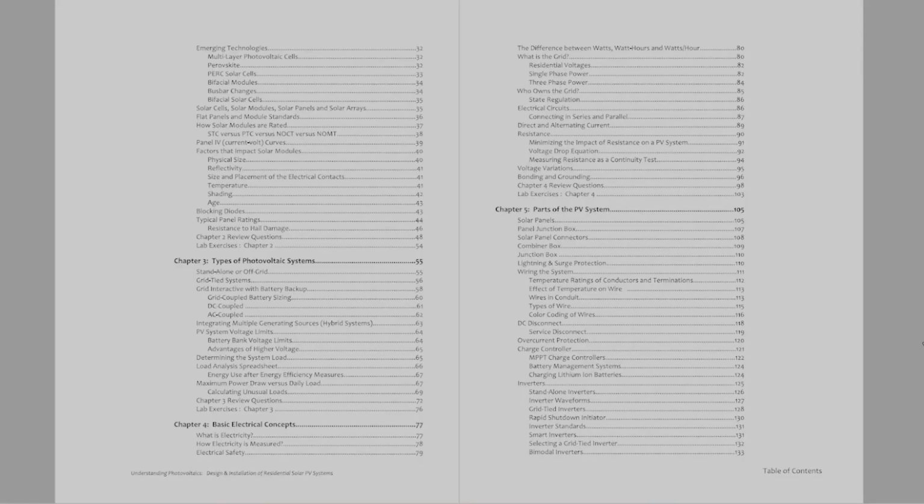But then chapter 3, we get into the different types of photovoltaic systems: standalone, grid-tied systems, the simple grid-tied systems. What about grid-interactive, grid-coupled, AC-coupled, DC-coupled systems? A lot more focus in this edition on that.